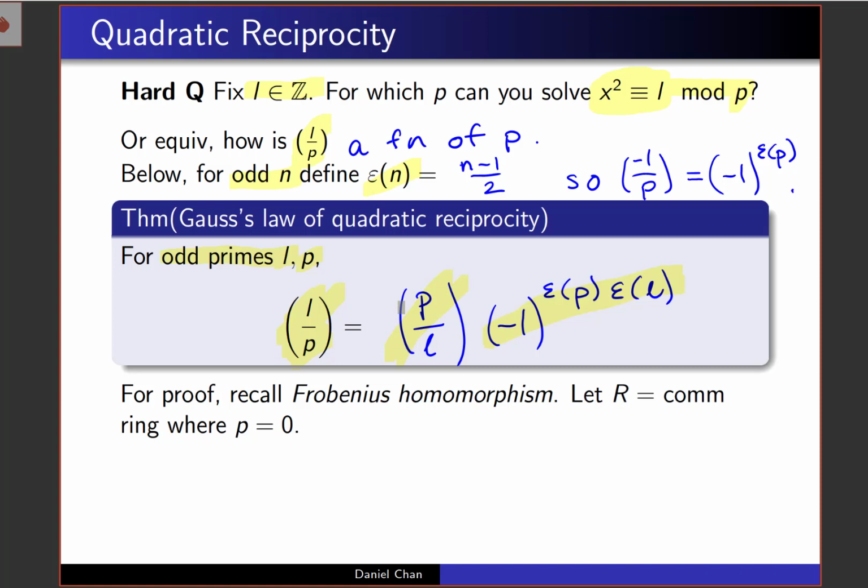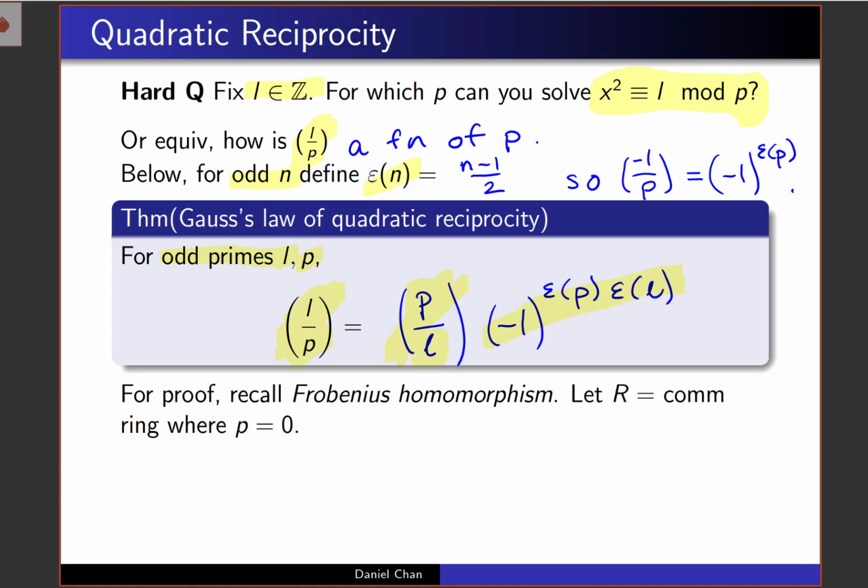Now the L is fixed here, so basically you just need to look at P modulo L. So the answer to this question, interestingly enough, just depends on the residue class of P modulo L. It's in this way that Gauss's law of quadratic reciprocity answers this question. How is this L over P a function of P? What's a nice way to do it?